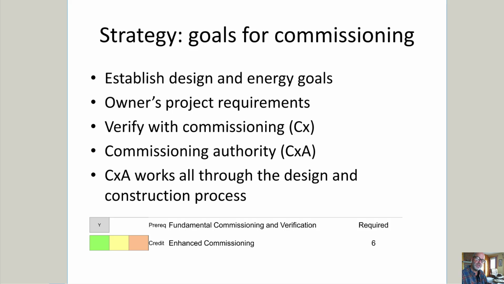Another strategy, commissioning. Commissioning we usually think of as at the end of a project when we're finishing it up, but it's really something that the commissioning agent should go through the whole design and construction process to make sure that things work correctly. They're essentially a third party double checking every performance aspect of the building. This is becoming a lot larger in LEED version 4. Starting from the energy goals at the beginning, what the owner wants for requirements, verification all the way through to make sure that this works.